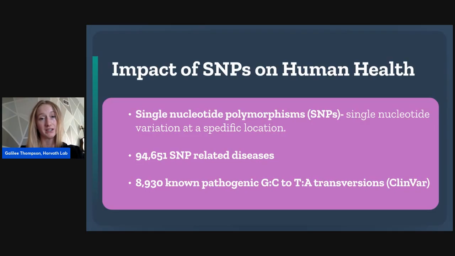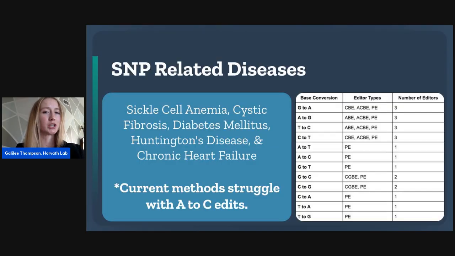There is currently 94,651 SNP-related diseases, and that number is currently climbing the more we discover about them. Now, there's very specific SNPs that have to do with changing a GC to a TA transversion that we'll be focusing on for the purpose of this presentation. And there's currently 8,930 of those diseases. And that number will be important for later in the presentation.